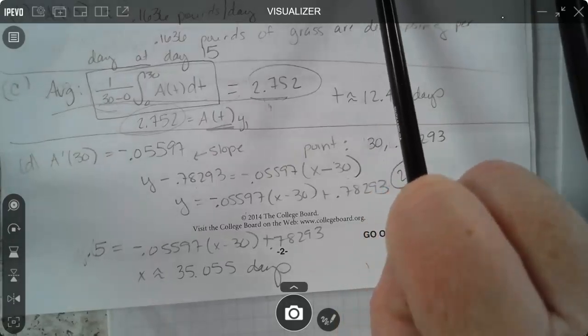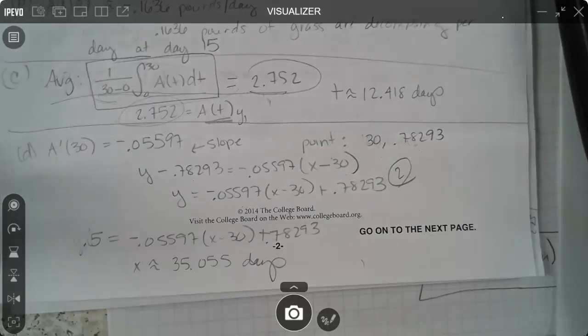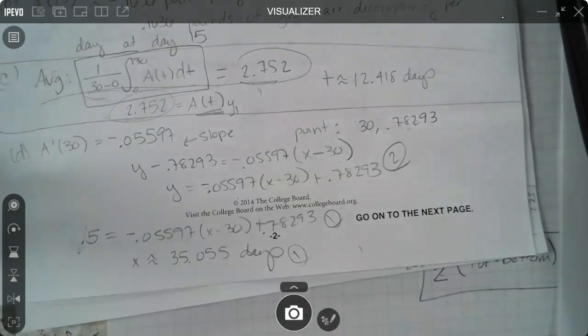So if you knew to set it equal to 0.5, that's not your x, right? You want to know when you'll have half a pound of grass. If you knew to set it equal right there, there's another point. And then you got your answer point, which came out to be 35.